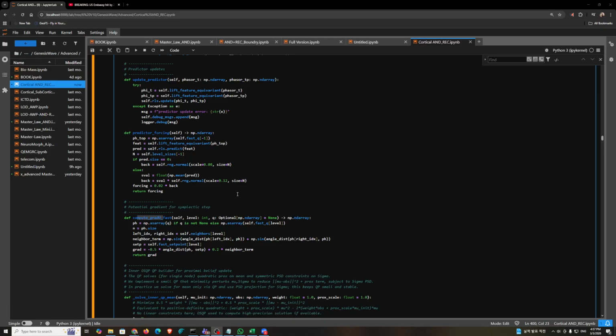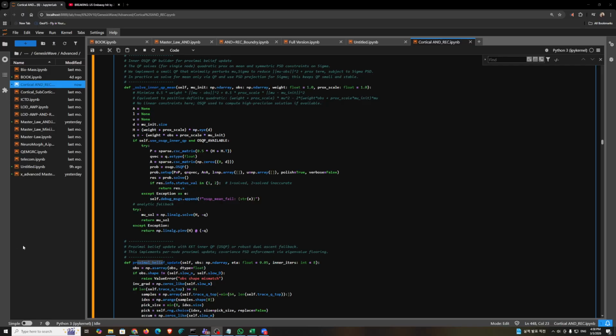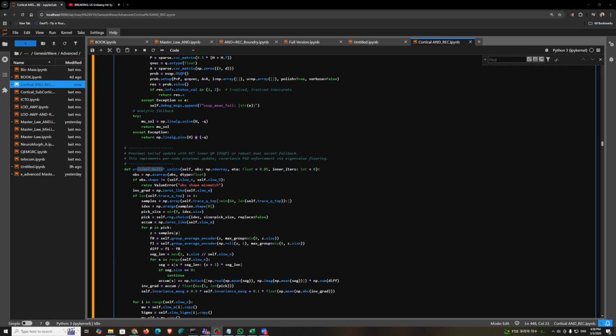This function defines the Hamiltonian, or the conservative generator of the system, driving the rapid local interactions that characterize cortical activity. Let's talk about robust belief updates down here. We've got this solve inner QP mean here. The slow subcortical-like system updates its core beliefs about the world through the proximal belief update function, which is actually down here. What this function does is it takes aggregated observations from the fast layers, like how fast activity summarizes the current situation, and it uses them to refine the probabilistic beliefs, which are the means and the covariances.